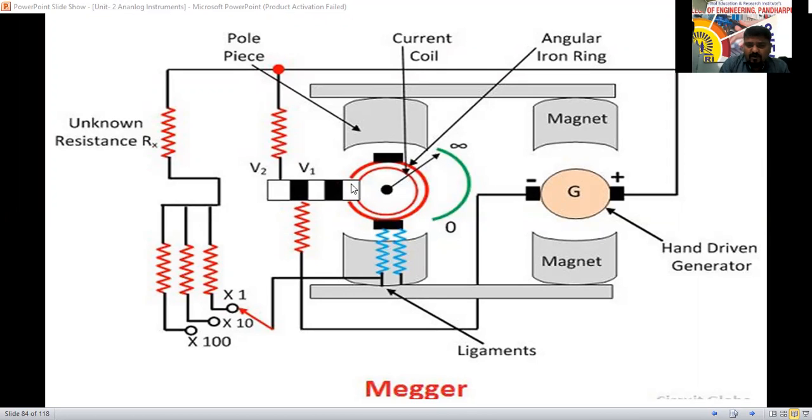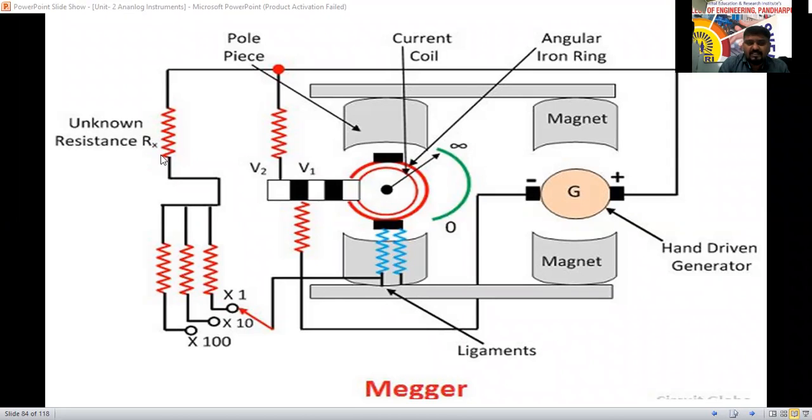Then when the spindle starts rotating, this V2 will come into the strong magnetic field, in between this magnetic field. So the resistance is zero, then V2 will be in the strong magnetic field and the spring is compressed over there.